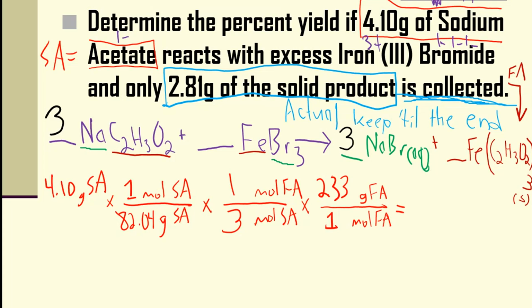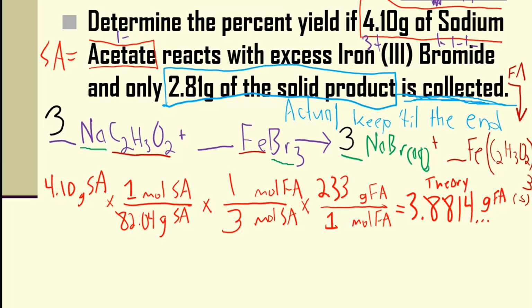3.8814, and there's more, but I'm not going to care about it because my sig digs are going to round that off. So this is grams of iron acetate, and this here is my theory. This is what I got from my math. So I need to keep that theory in mind because I'm going to need it to solve the question.